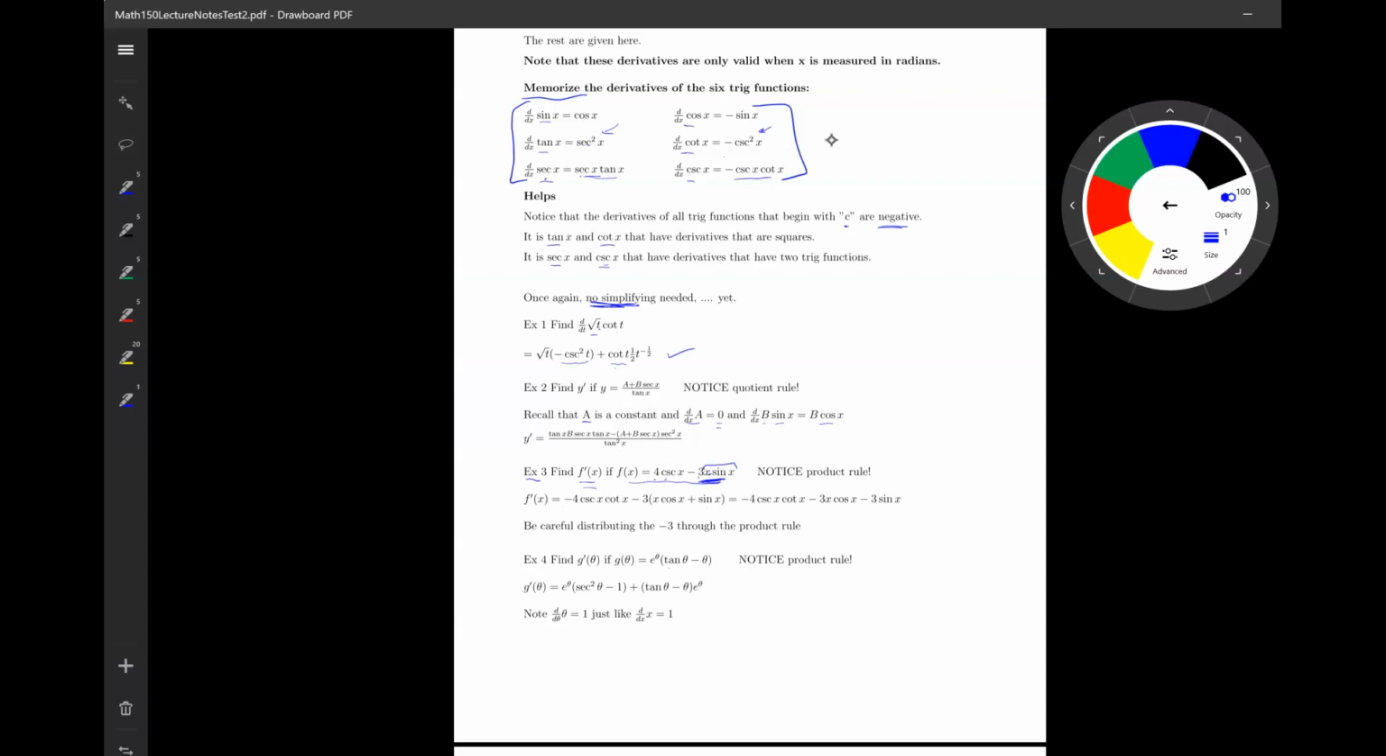All right, one last one on this page here. So this is my function. Notice theta is like your x. So first d second. Derivative of tangent is secant squared of theta. Derivative of negative theta is just negative 1. So think of this as just negative x. Derivative of negative x would be negative 1. Plus second d first. And that's it for that page.